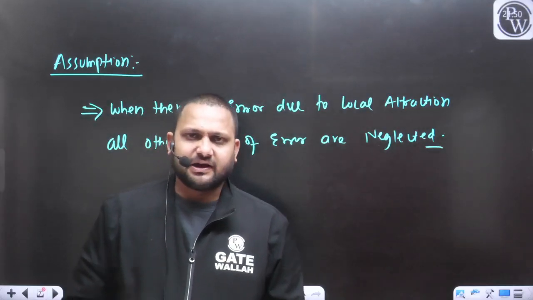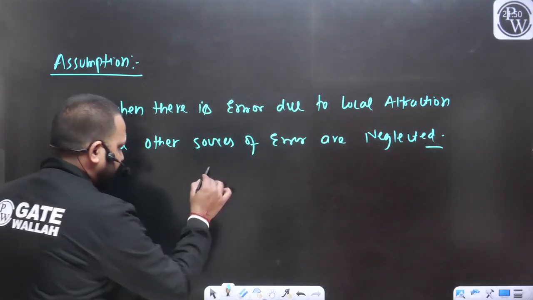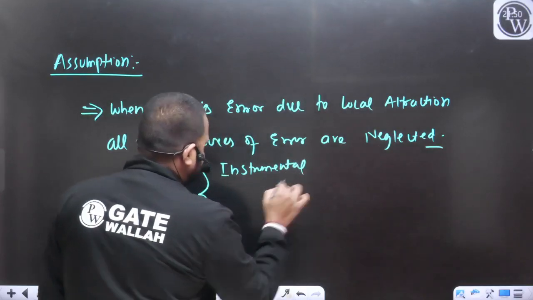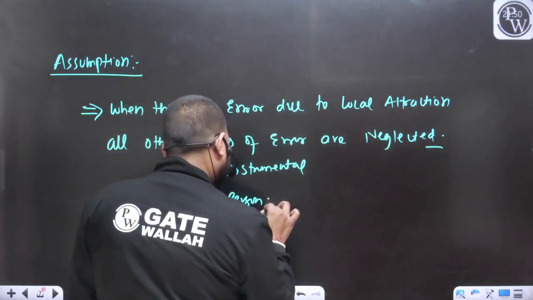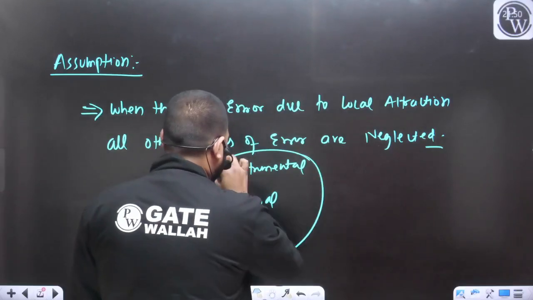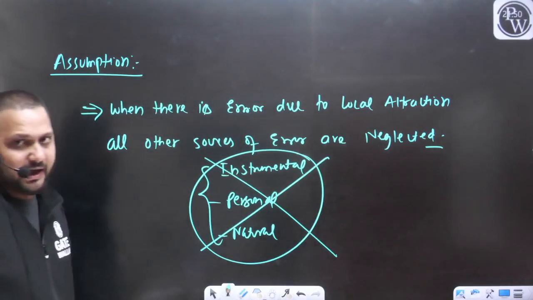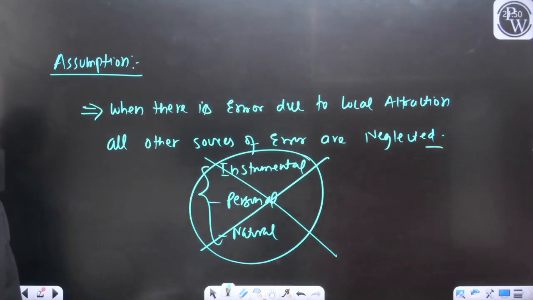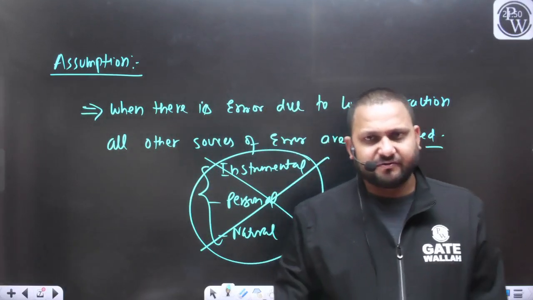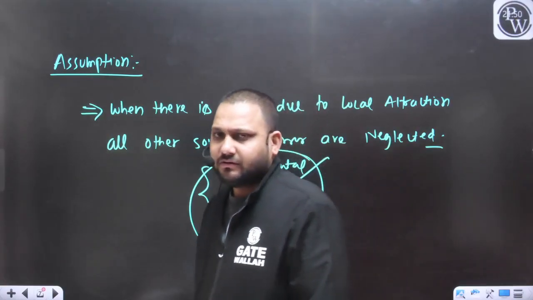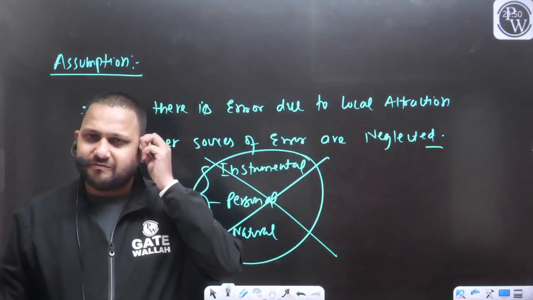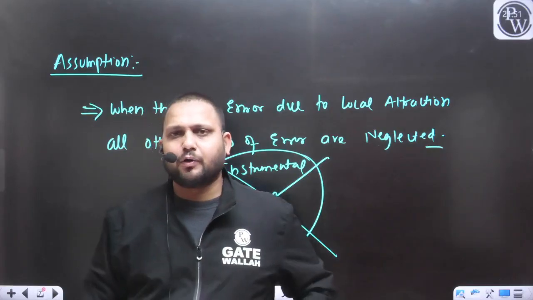As we have discussed earlier, there are various sources of error like instrumental error, personal error, and natural sources of error. When we are talking about local attraction, we are not considering any other error. I hope this assumption is clear to everyone. Whatever error there is in our survey work, we are talking about the error in bearing. We are not talking about the linear measurement.